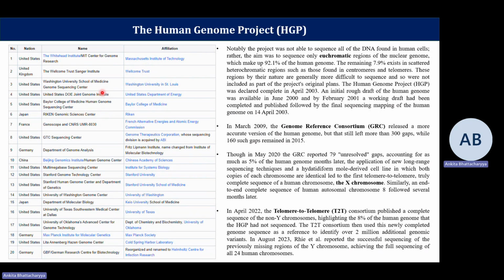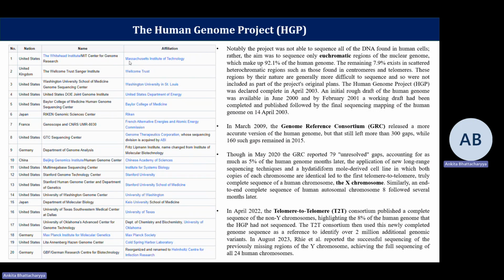But despite the initiative and the magnitude at which it was carried out, one of the major shortcomings encountered was that only the euchromatic regions of the nuclear genome were sequenced or could be sequenced, which left out a good portion, around 80%, scattered in heterochromatin regions. That has been modified over time. A lot of these sequences have already been decoded, but of course, there's still scope for improvement.